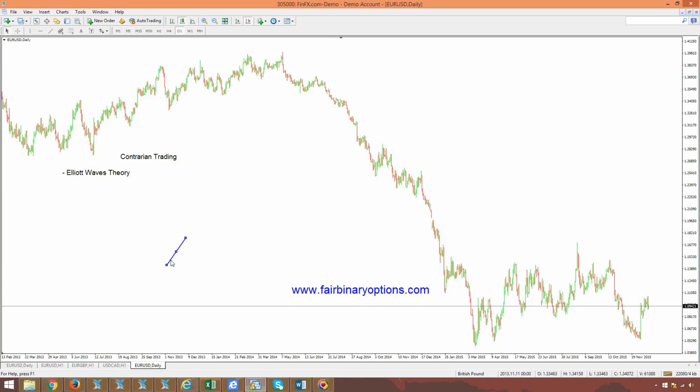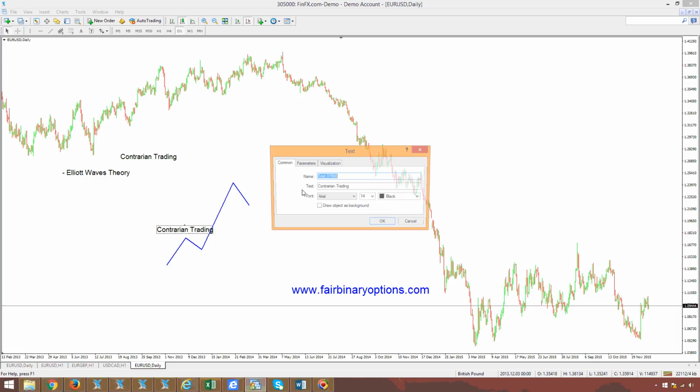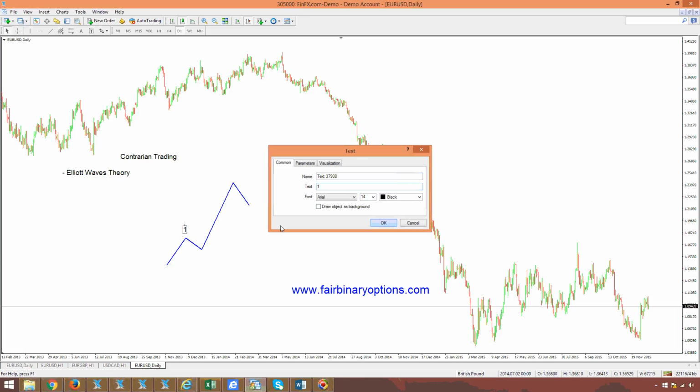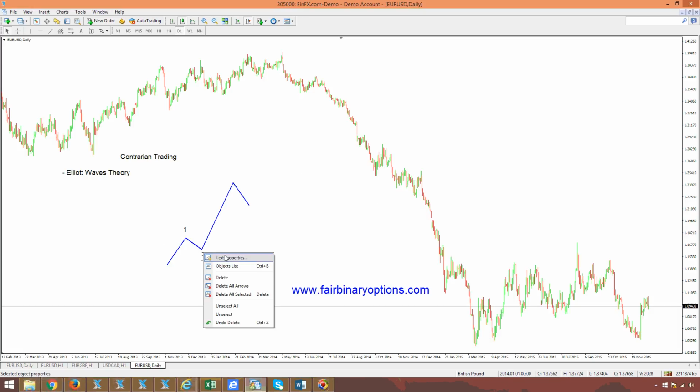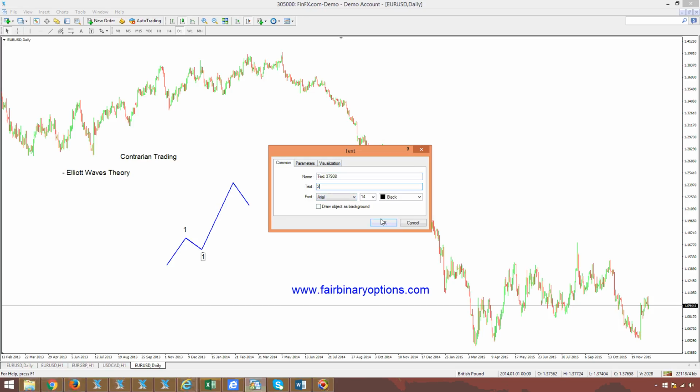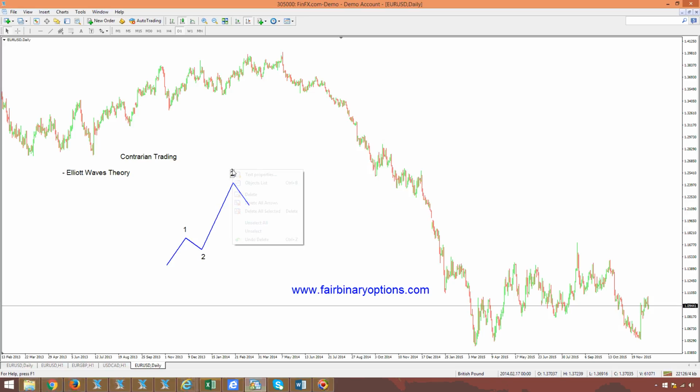For example, we have wave 1, then we have the second wave, we have the third wave, and then we know that the fourth wave, when you are looking for a third wave extension, usually relates to 38.2, maximum 50% of the length of the third wave. So at this very moment, if you have the first wave here and the second wave here, 1 and 2, and the third wave to the upside, 1, 2, 3.